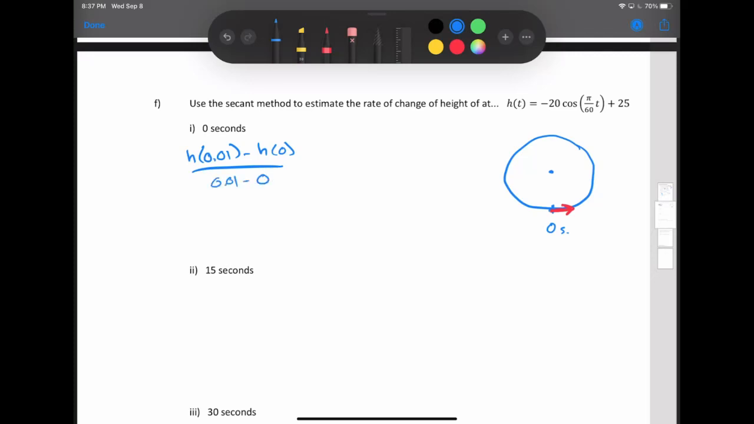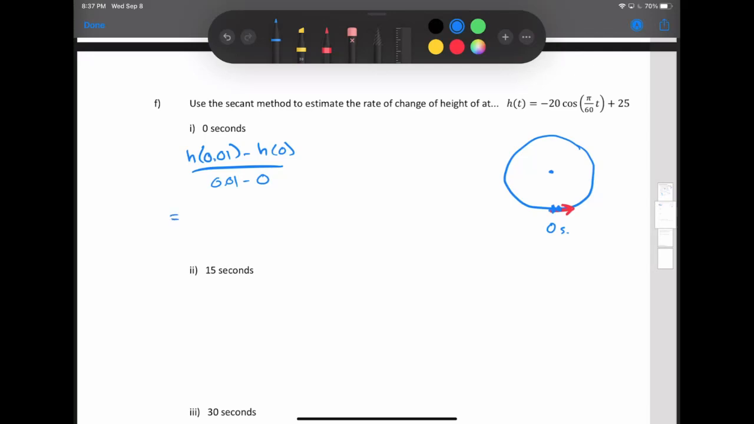So that's looking at where it is here and a point very, very, very close to there. In fact, 1/100th of a second later. So even though that's technically not instantaneous, it's a pretty small interval, so it's going to approach the instantaneous. Again, hopefully you recall this from back when we did polynomials.